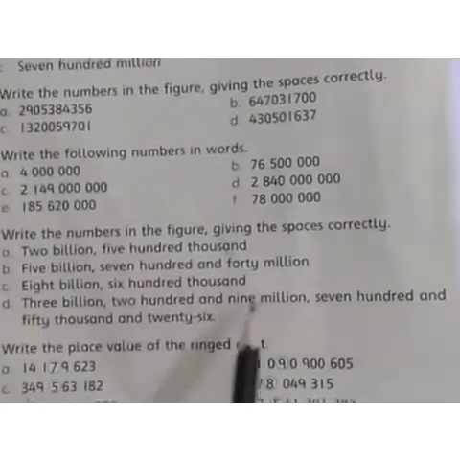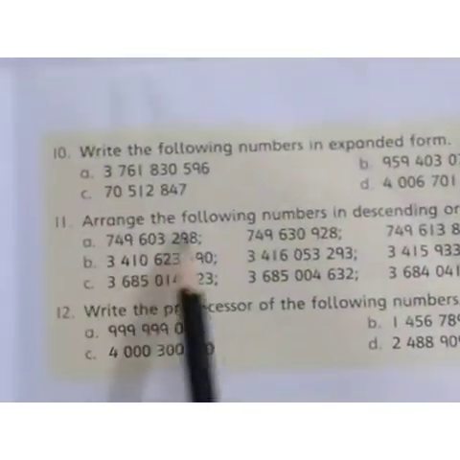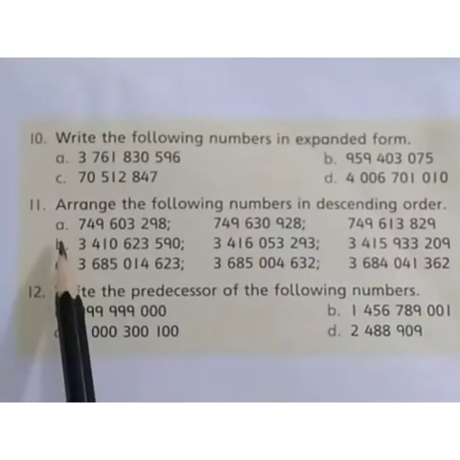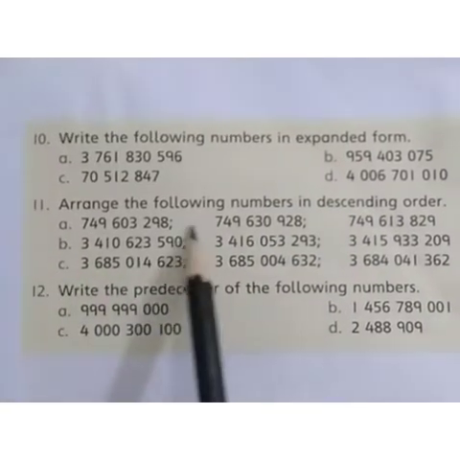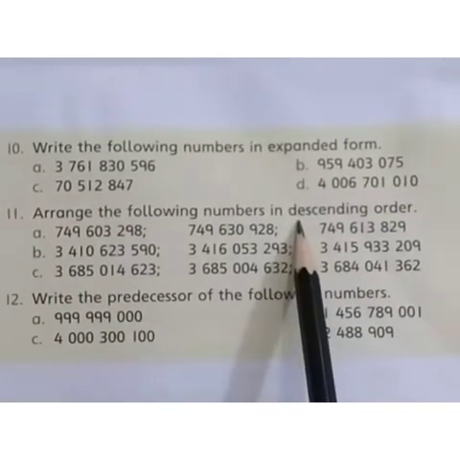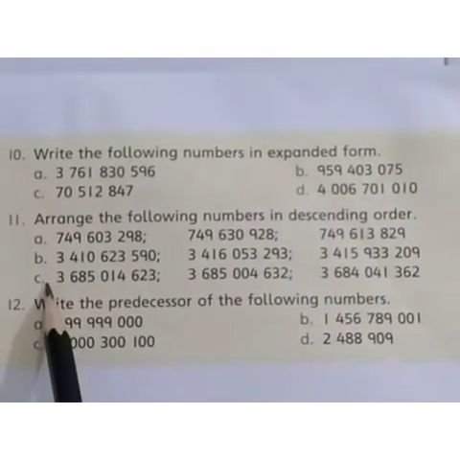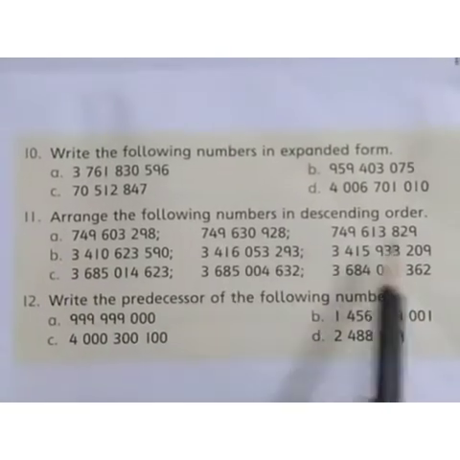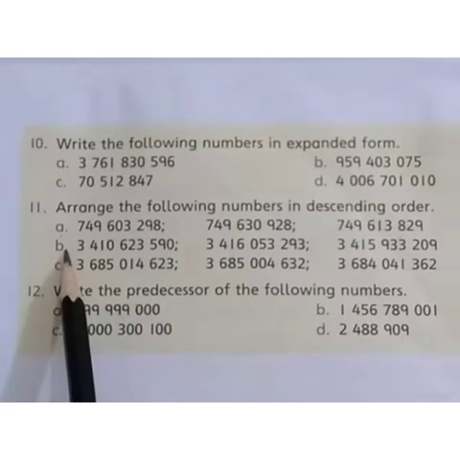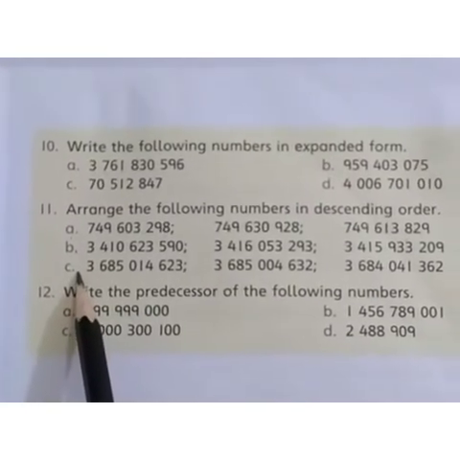In question number 11, arrange the following numbers in descending order. Here are 3 parts A, B and C. You have to place the numbers in descending order. In part A, 3 numbers are there. You have to arrange the numbers in descending order, and also parts B and C.